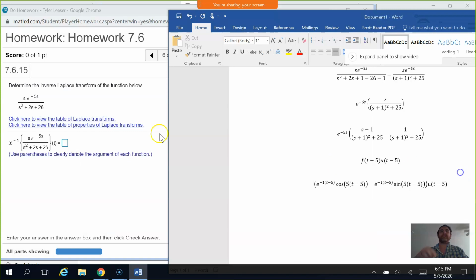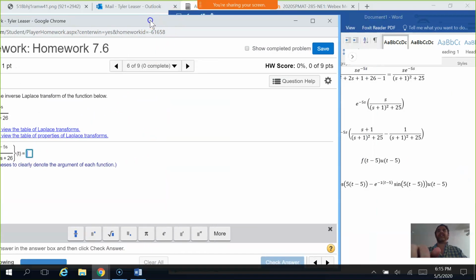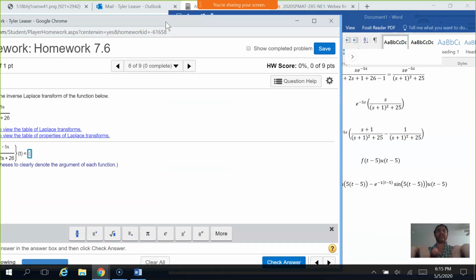Okay. Just to type it in to see if we did get the right answer. So it's going to be e to the negative t plus 5 cosine of 5t minus 25 minus e to the negative t plus 5 sine of 5t minus 25. And then that whole thing times that u function, t minus 5.